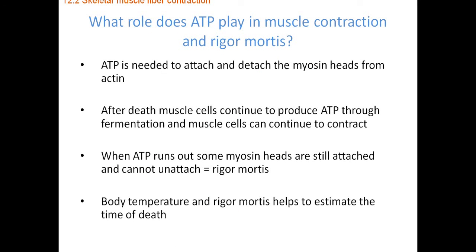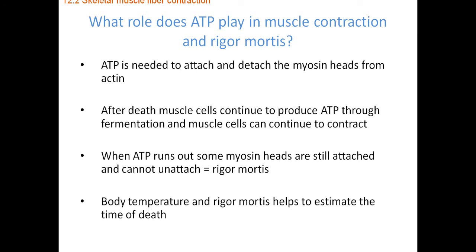Now, what role does ATP play in muscle contraction and rigor mortis? We need ATP in order to attach and detach the myosin heads. If you don't have ATP, the heads are not going to come out of the actin. ATP is needed to attach and detach the myosin heads from the actin.